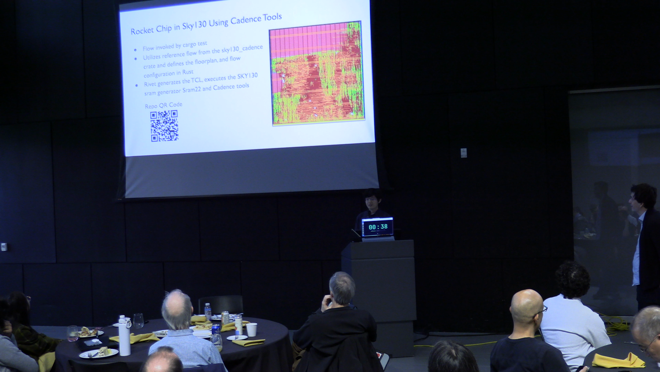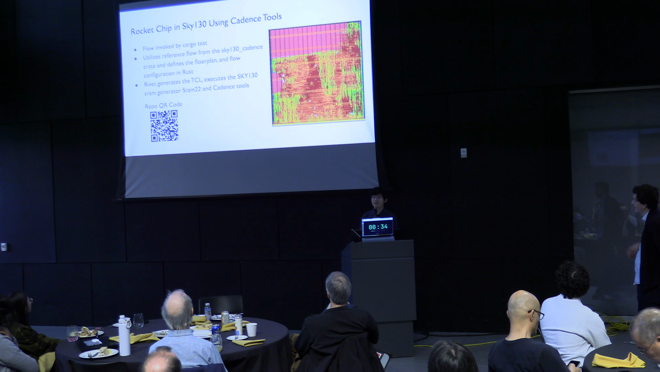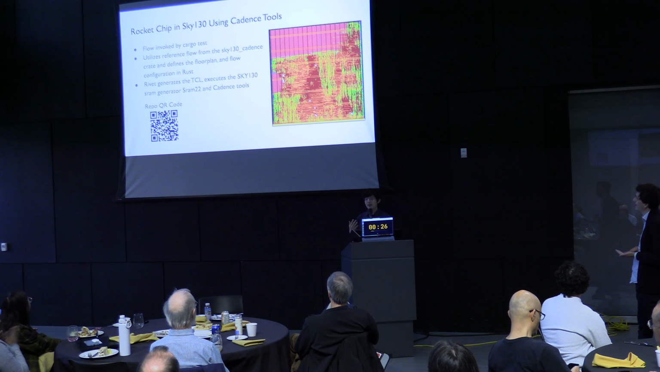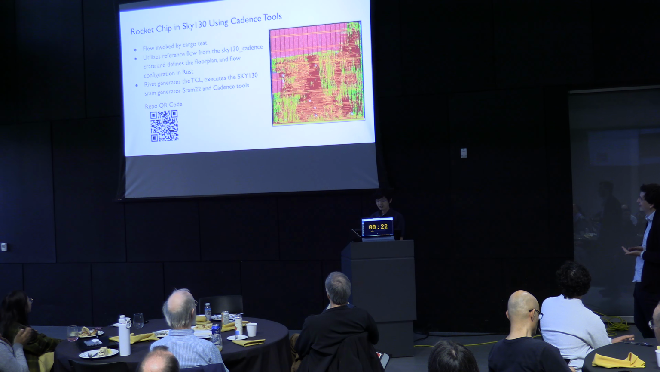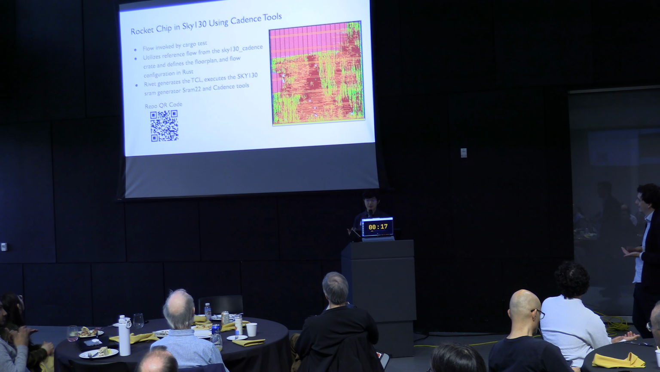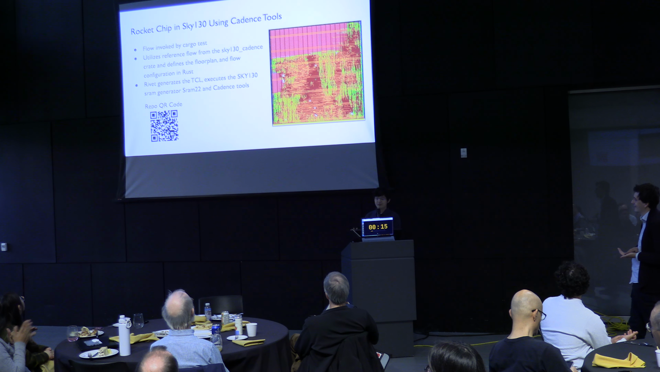for Rocket Ship. I created a repo that uses Rivet and it generates a flow using a cargo test that I wrote. And it utilizes the reference flow from our Hammer Cadence plugin. In the repo we define the floorplan and flow configuration in Rust. So Rivet generates a tickle, executes a Chipyard Rocket generator, and invokes Cadence tools. There's a QR code for the repo, and this is the GDS of the chip.